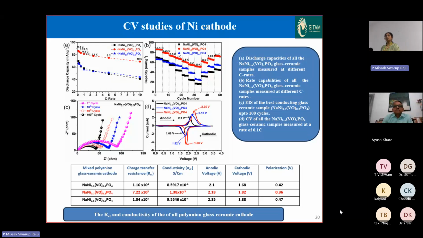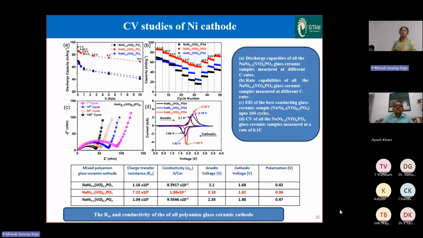In figure B, the C rate increases from 0.1C to 10C. Then what is the capacity relation with the increasing cycle number from 0 to 50 cycles? As the cycle number increases and the C rate increases, the capacity decreases. Again, the C rate returns from 10C to 0.1C, and the battery capacity is also regained, because the C rate is coming back from 10C to 0.1C.